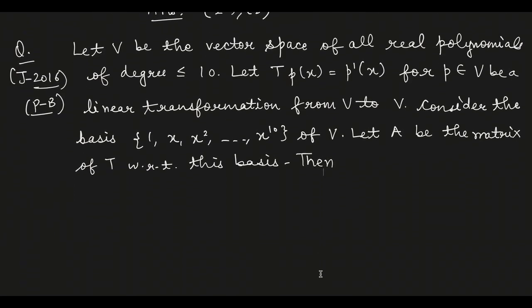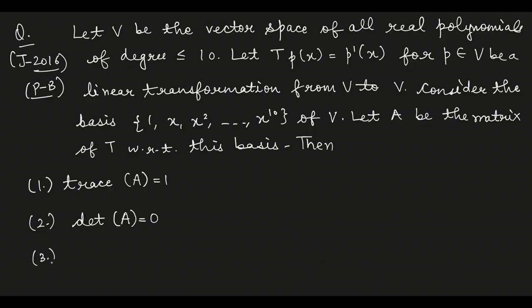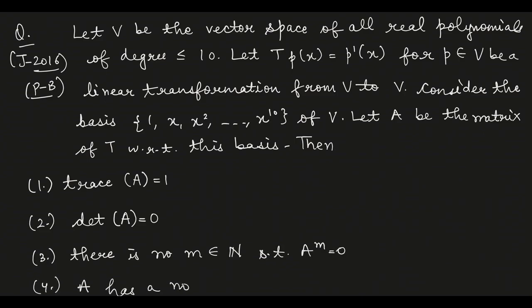Then, first option, trace of A is 1. Second option, determinant of A is 0. Third option, there is no m belonging to the natural numbers such that A to the power m is 0. Fourth, A has a non-zero eigenvalue.